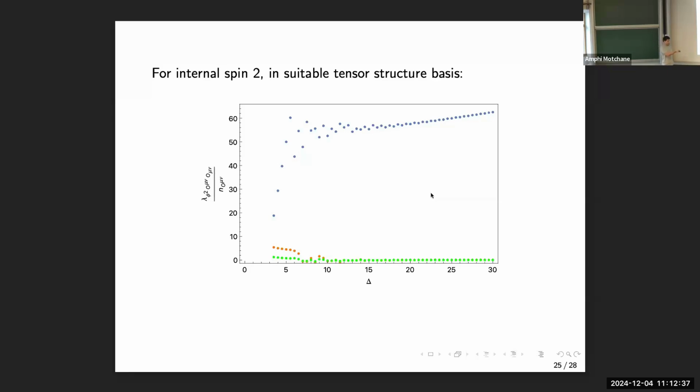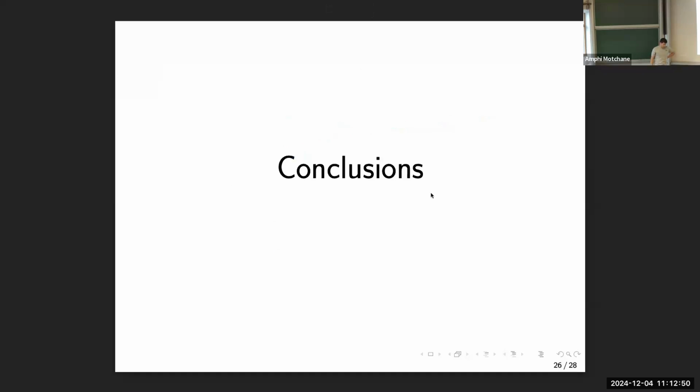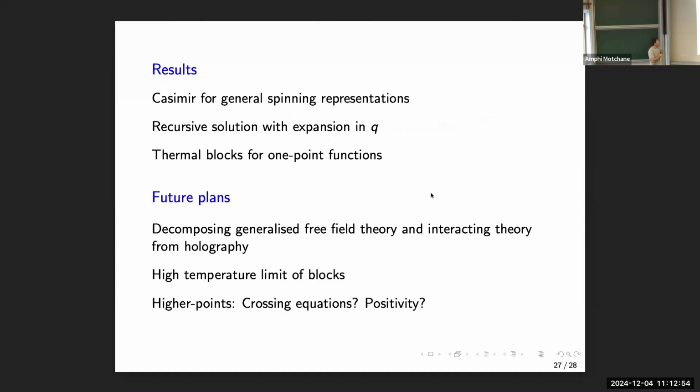Okay, but as a check, this one was working perfectly, and we checked at a high order in q that you have an expansion, and this is correct. And okay, so let me just conclude. Let me first sum up some of our results. So we were able to write a Casimir differential equation for this kind of 1-point functions. And also in general, we connected these thermal correlators to the spherical functions language, which I would say is also useful for the general framework. Then we were able to solve it again by some recursion relations with expansion in q. And so we were able to get these thermal blocks explicitly for the 1-point function.